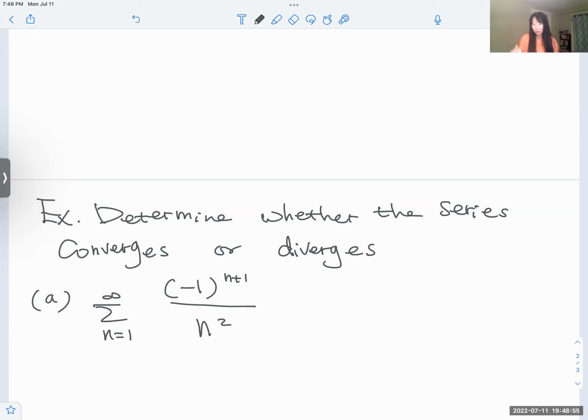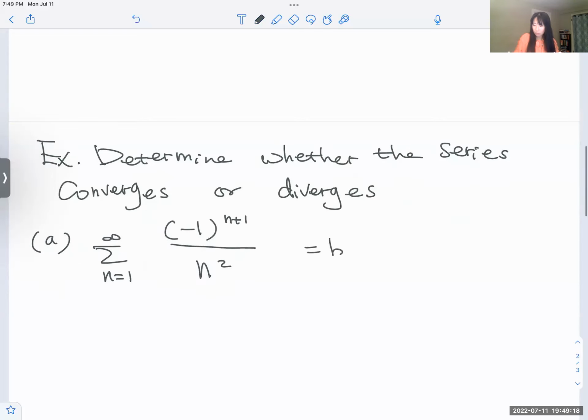So basically this form alternately changes the sign. We know that by the definition, right? Now, we're going to set up b sub n, and then we're going to set up b sub n plus 1, okay? So for b sub n plus 1, we just plug in n plus 1 into the n.